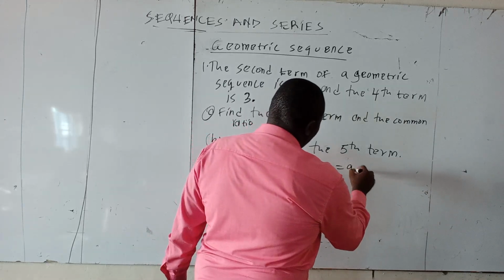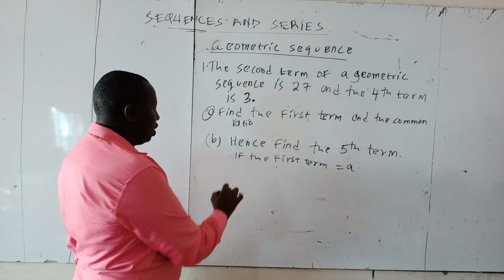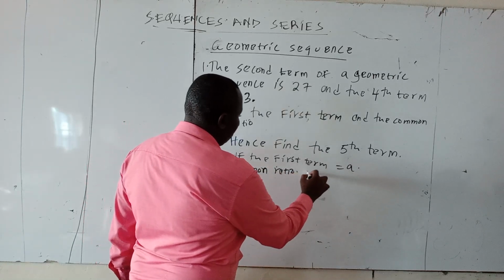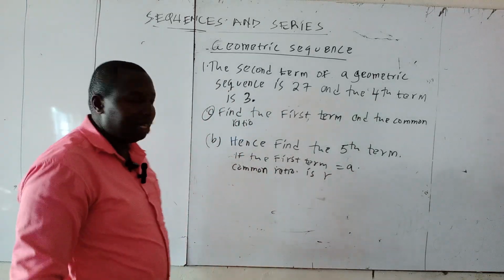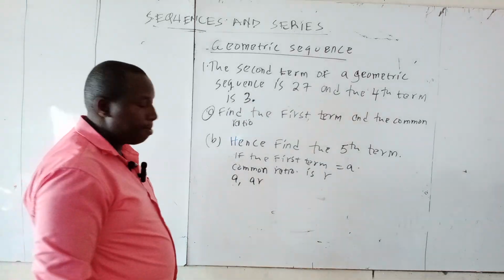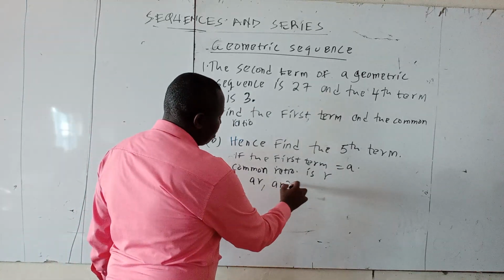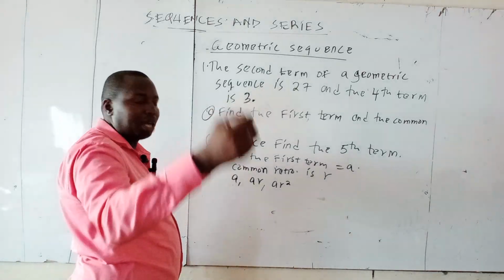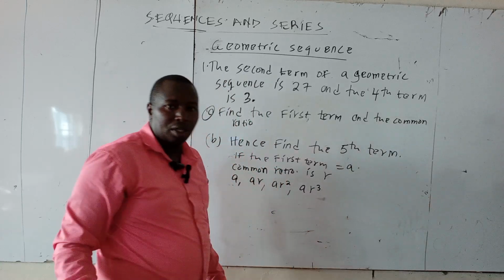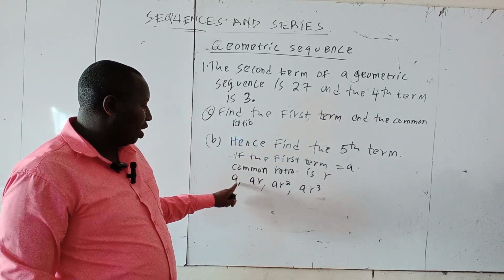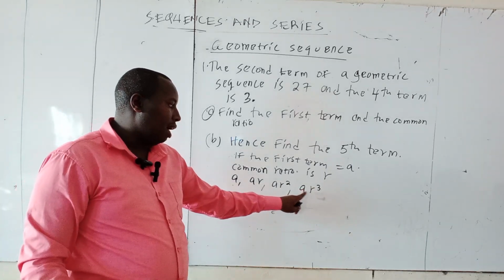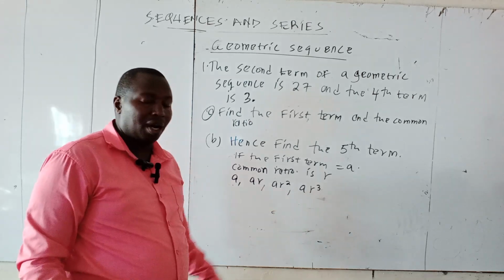So in this case, when you're given this kind of question, if the first term is A, and the common ratio is R, then the first term is always A, the second term is A times R. The third term is AR squared, A times R times R. The fourth term is AR to power 3. So first term is A, second term AR, third term AR squared, fourth term AR to power 3.